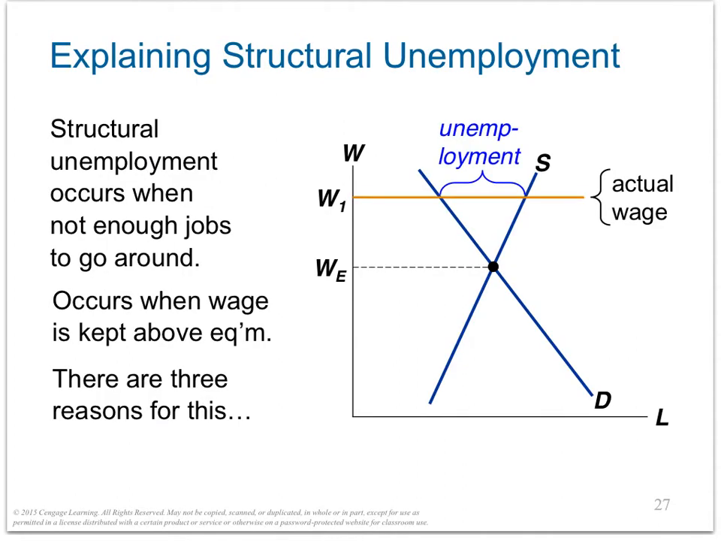Having seen how frictional unemployment results from the process of matching workers and jobs, now let's examine how structural unemployment results when the number of jobs is insufficient for the number of workers. To understand structural unemployment, we begin by reviewing how minimum wage laws can cause unemployment. Minimum wage is not the predominant reason we have structural unemployment, but it's important to look at minimum wage laws to understand structural unemployment.